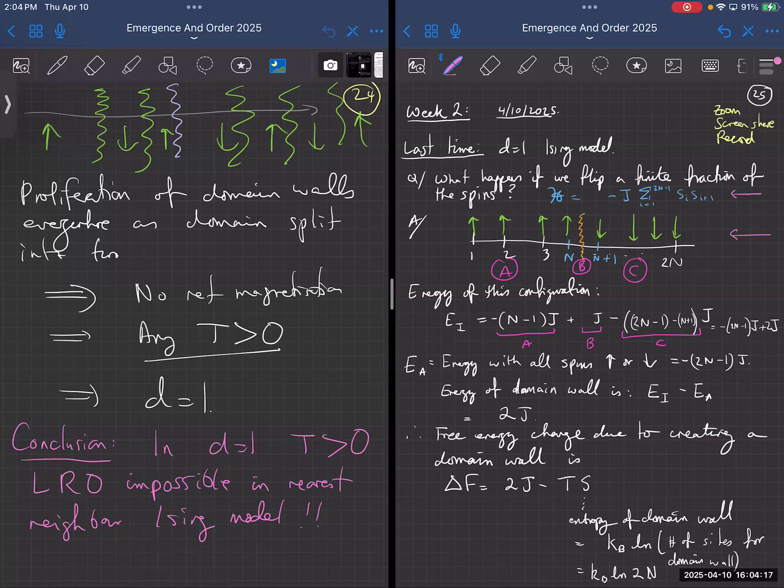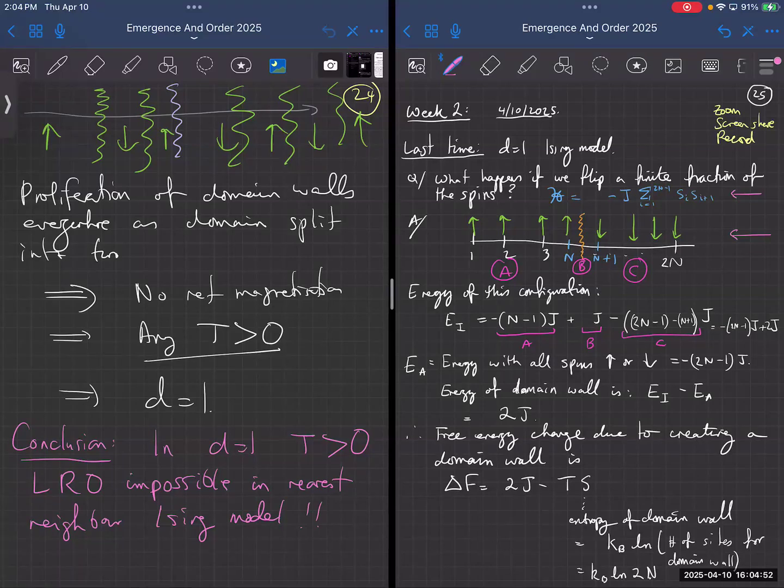What we want to do is ask the question, does the system prefer this kind of configuration, or does it prefer the configuration where all the spins are pointing up, or all the spins are pointing down? In other words, an ordered configuration. So the way we do the calculation is we calculate the energy of this configuration, then compute the entropy of it, then compute the free energy change if we started with a configuration with all the spins pointing up, and compare that with the free energy where half the spins are pointing up and half are pointing down.